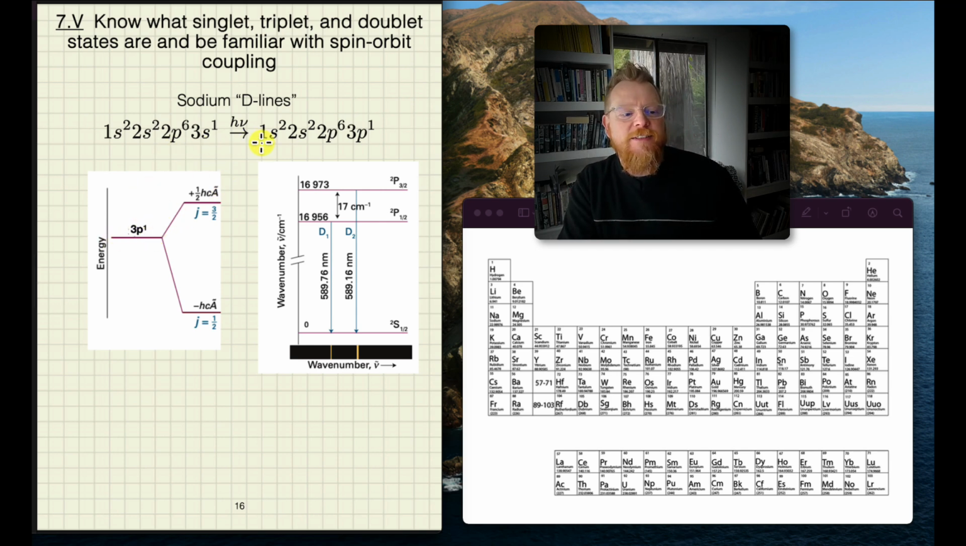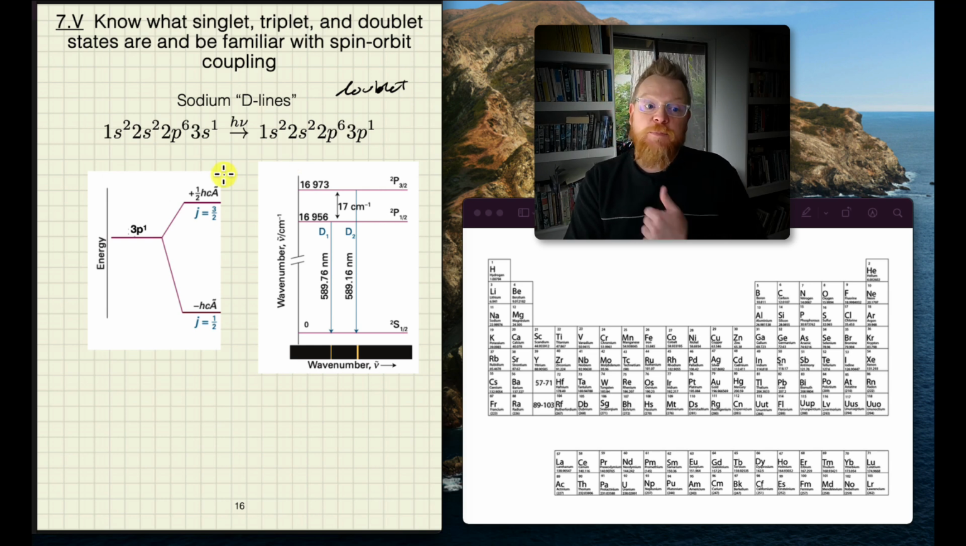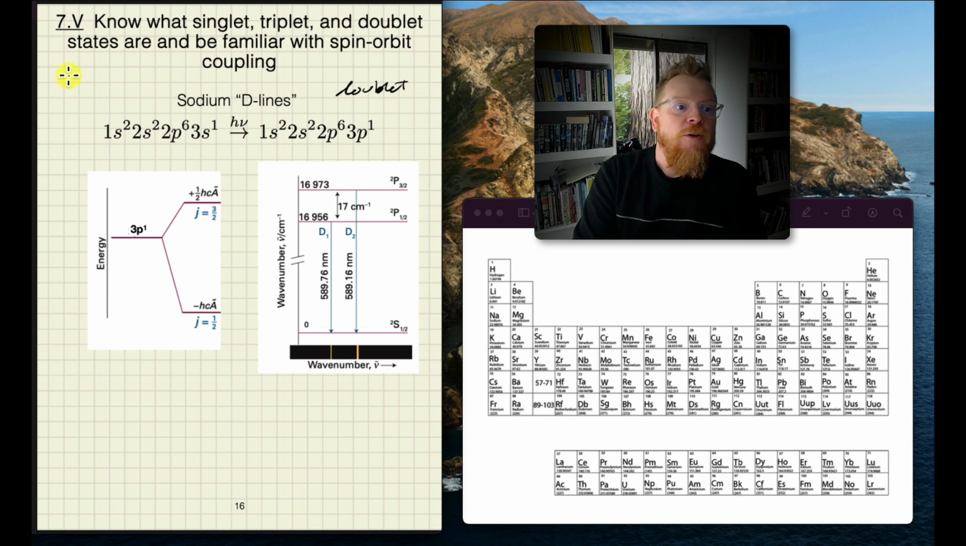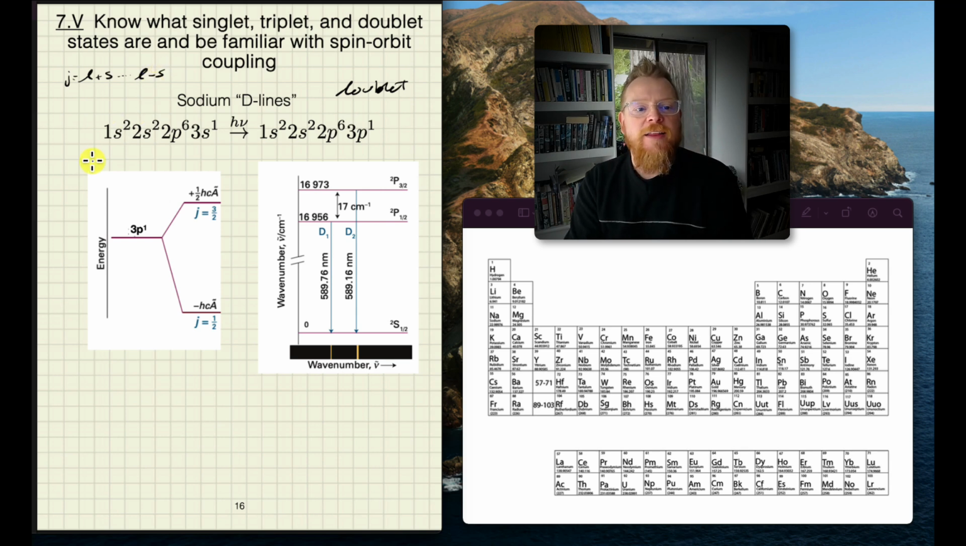So if we look at this transition from the 3s1 to the 3p1, we recognize this is a doublet state. This 3p1 level is split by the corresponding j values. Remember, j equals L plus S all the way down to L minus S. So with L equal to 1, I will have j 3/2 as the upper level and j 1/2 as the lower level, okay?